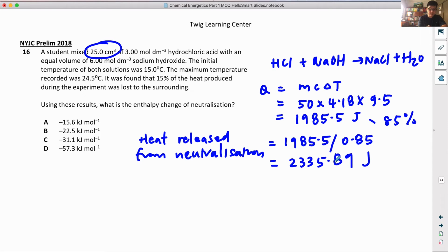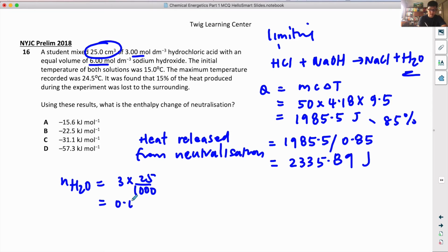You can see from here that the sodium hydroxide is in excess and the HCl is limiting. Because HCl is limiting, you have to use that to calculate the number of moles of water produced. The number of moles of water formed is the same as the number of moles of HCl used, which I can take as 3 times 25 over 1000. This will give you 0.075 moles. Okay, we're done.